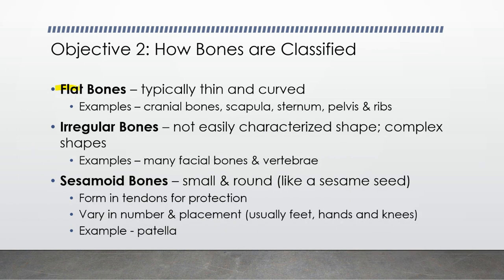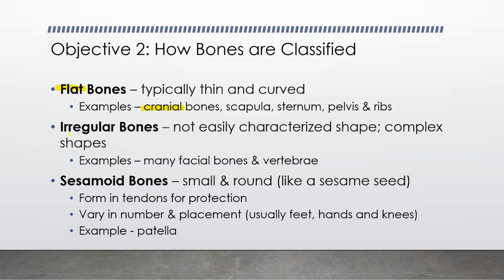All right, flat bones, like it says, are going to be flat. They're going to be thin and curved typically. This includes the bones of the skull, your cranial bones, the scapula, which is your shoulder blade, the sternum, which is your breastbone, the pelvis, and your ribs. All of those are going to be flat bones.